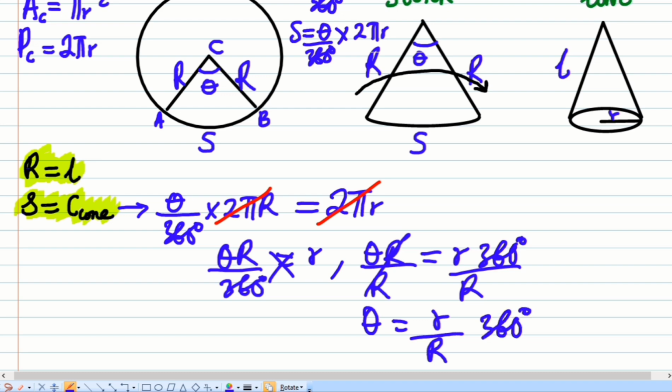And this is the formula that connects the angle of the sector, the radius of the circular base of the cone, the radius of the circle, and 360 degrees. So this is the formula you need. Remember, even if you forget this formula and remember this relationship, you're still good to go. All right?